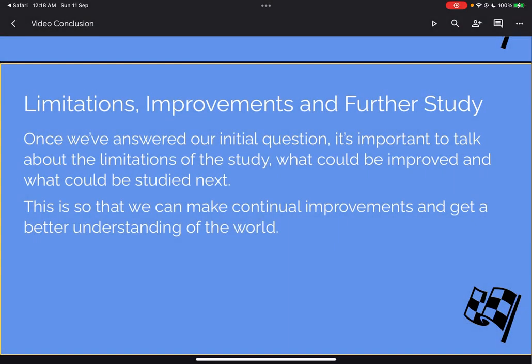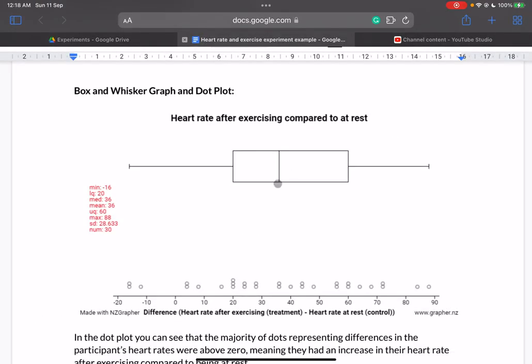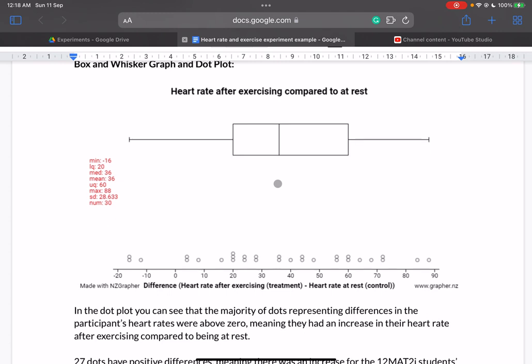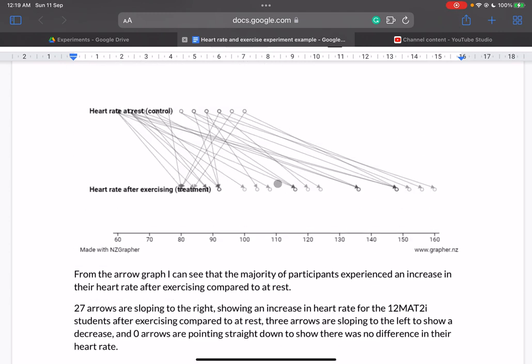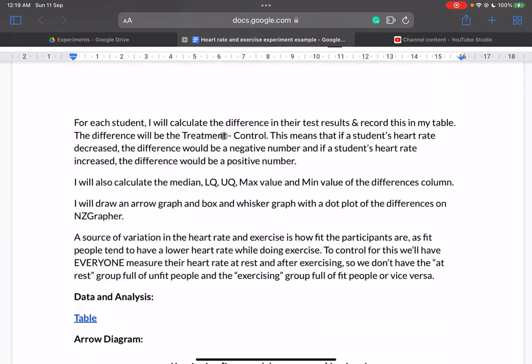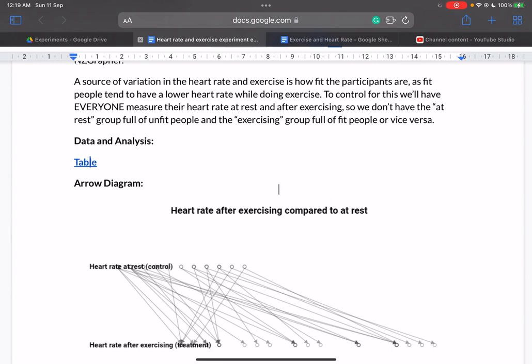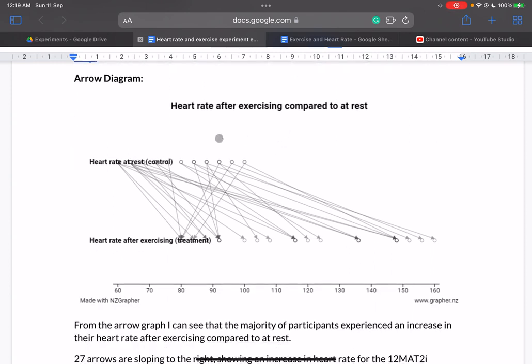I'll show you the example from the heart rate and exercise. Okay, so looking at the arrow diagram first, it's kind of hard to see in this one, but if we go to the table, you'll be able to see.